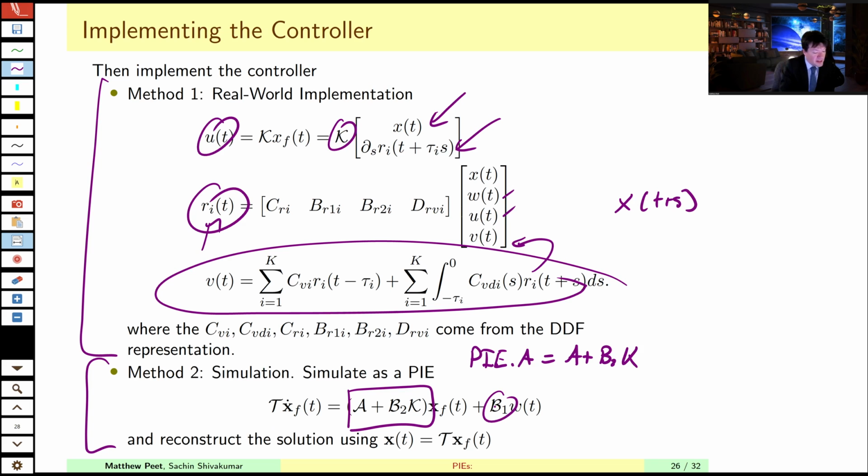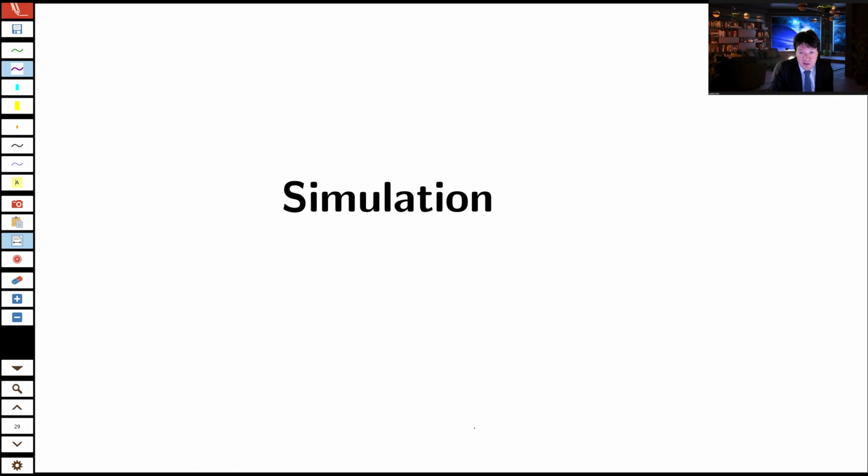And then you just simulate it. For the pi representation of a DDE or an NDS or a DDF, the real part of that state, remember there's a real and a distributed part, is exactly the same as it was for the original system. So then you just plot that, and you're done. If you want to get the history, you've got to reconstruct the state, but you probably don't need to do that.